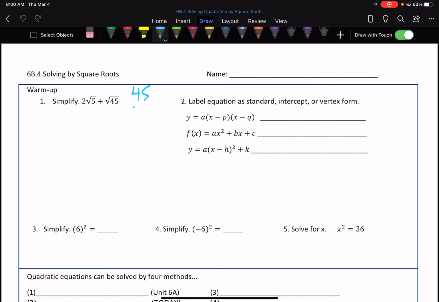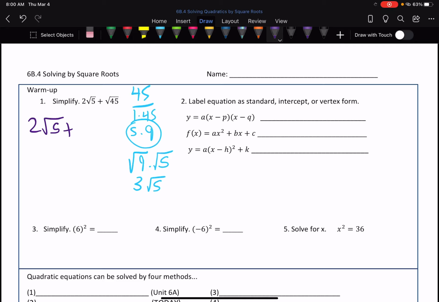45 can break down into 1 times 45 and 5 times 9, with 9 being a perfect square. So I can rewrite the square root of 45 as the square root of 9 times the square root of 5. And we know that the square root of 9 is 3, times the square root of 5. So now, if I rewrite this equation, we have 2 times the square root of 5 plus 3 times the square root of 5. So we combine their coefficients since they have the same radicand, and we have 5 square root of 5.